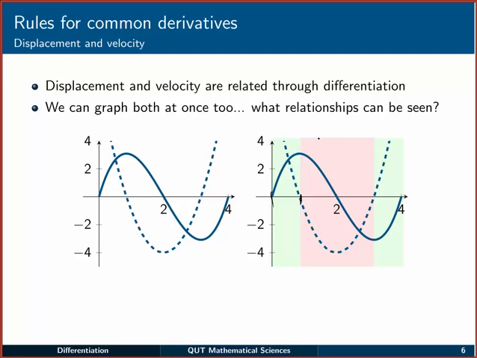Then when we move into the red section, somewhere between just less than 1 second and just more than 3 seconds, the piston's moving downwards, and you can see that the velocity function is always negative in this region. Then again we pass back up again, the piston's moving back upwards, and our velocity function is positive. So we can see all sorts of different relationships by investigating our derivatives and seeing how they relate to the original functions.